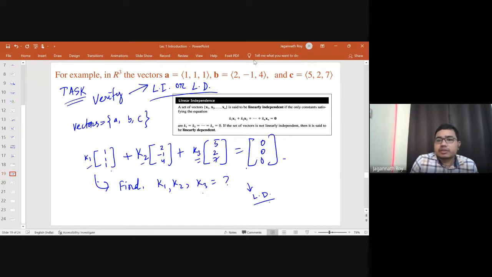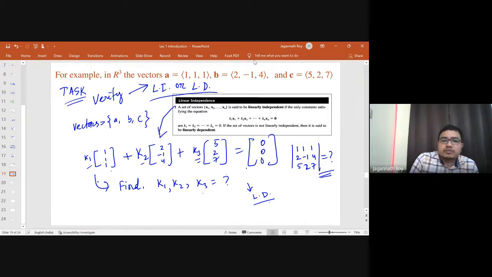So what will happen? You write (1, 1, 1), then (2, -1, 4), and then (5, 2, 7). You take the determinant and verify whether it is 0 or non-zero. If it is 0, then dependent. If it is non-zero, then independent. This is from the definition. From this definition, we have this situation.